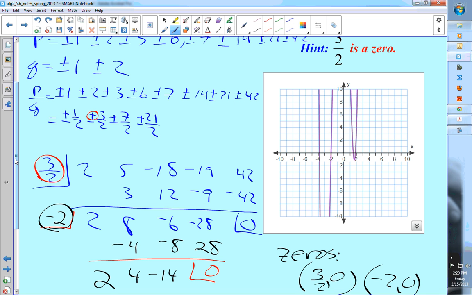When I synthetically divided the 3 halves, I'm not sure why you use that to plug in here. Why did I use this quotient instead of going back to this? You can go back to this, but remember there's 4 zeros, right? One of the zeros we know, which means we know a factor of x minus 3 over 2. If you were to factor out the x minus 3 over 2, this is the other factor.